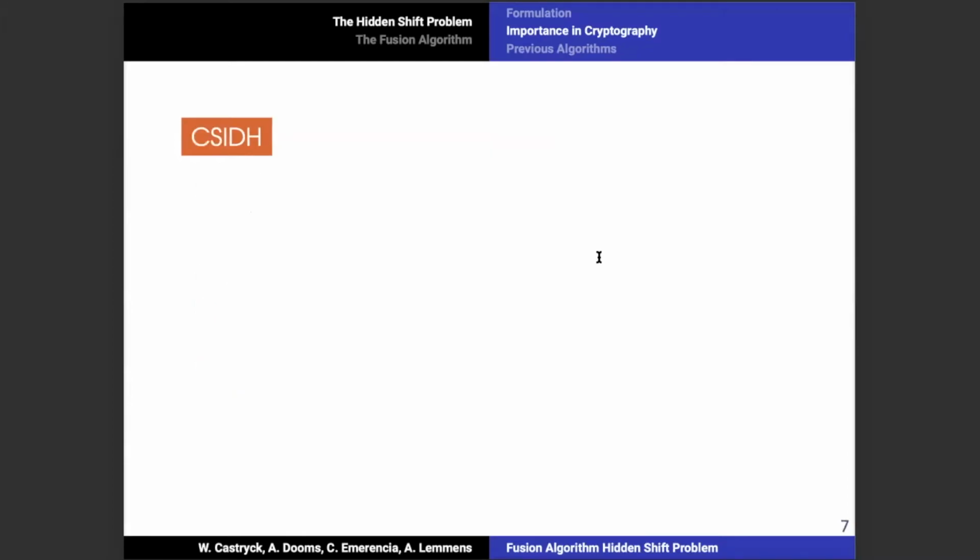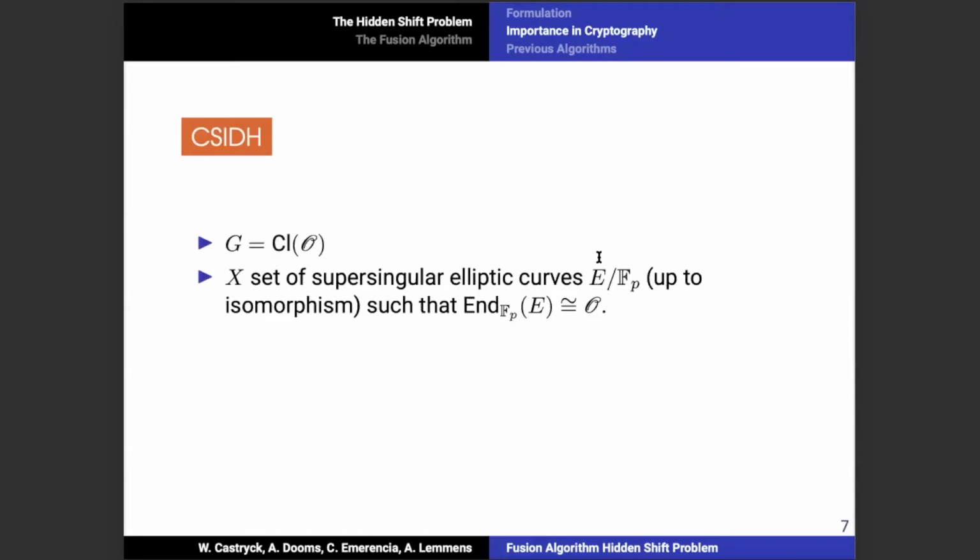Seaside is an example of a key exchange protocol based on a group action. The group is the class group of an imaginary quadratic ring O, and the set acted upon is the set of supersingular elliptic curves over the prime field Fp, whose endomorphism ring is isomorphic to the imaginary quadratic ring O. The action is via isogenies of elliptic curves, so the quantum security of Seaside depends on the hardness of the Abelian hidden shift problem.